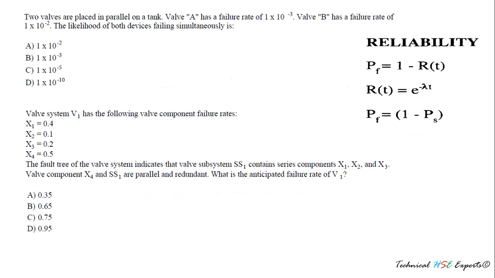Okay, let us see some practical question. Two valves are placed in parallel on a tank. Valve A has a failure rate and valve B has a failure rate of this much. The likelihood of both devices failing simultaneously. Here they are not asking the reliability, they are asking the probability, right? And they have given the failure rate. So just have a note.